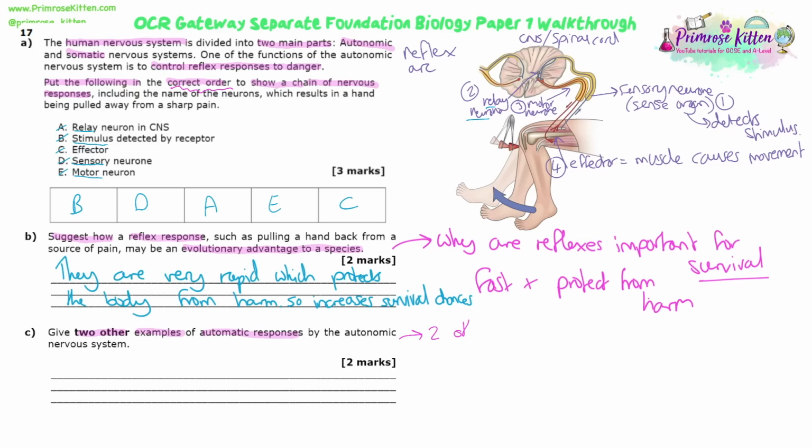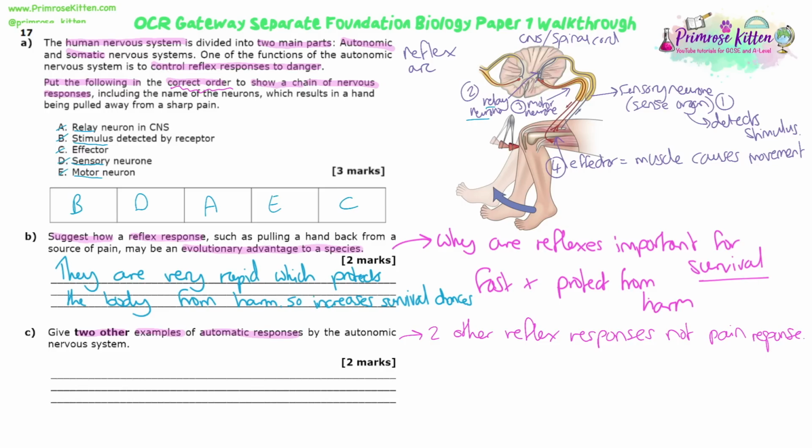Okay, give 2 other examples of autonomic responses by the autonomic nervous system. So apart from pulling your hand away from pain, so not a pain response, give 2 other reflex responses. So these are things that happen automatically without you thinking about them, that can protect you from danger. They're not things like jumping out of the way of a car or being able to catch a ball if it's thrown at your face. Those you have to think about. Your brain has to process information in order for you to react in those situations.